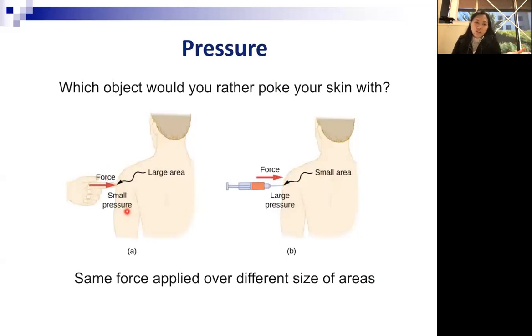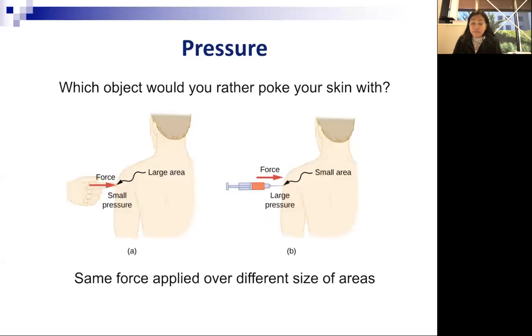Okay, so we all know that if you just poke your skin with your finger, it probably will hurt momentarily, but then that goes away, as opposed to poking your skin with a needle with a very small tip, a very small area. The pressure will be so large that it can penetrate through your skin. Right? So the same amount of force applied over different areas gives you different pressures according to that equation, the inverse proportionality between pressure and area.